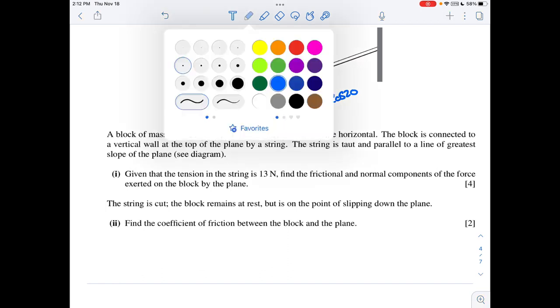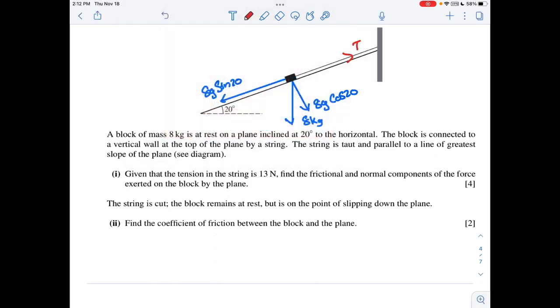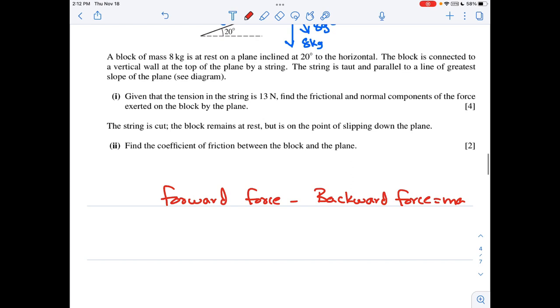Now what will be the backward forces? The backward forces are the tension in the string, and there will be some frictional force. So we know that concept: forward force minus backward force is equal to ma. So forward force 8g sine 20 minus backward force, friction F minus tension, is equal to 0 because it is stable.